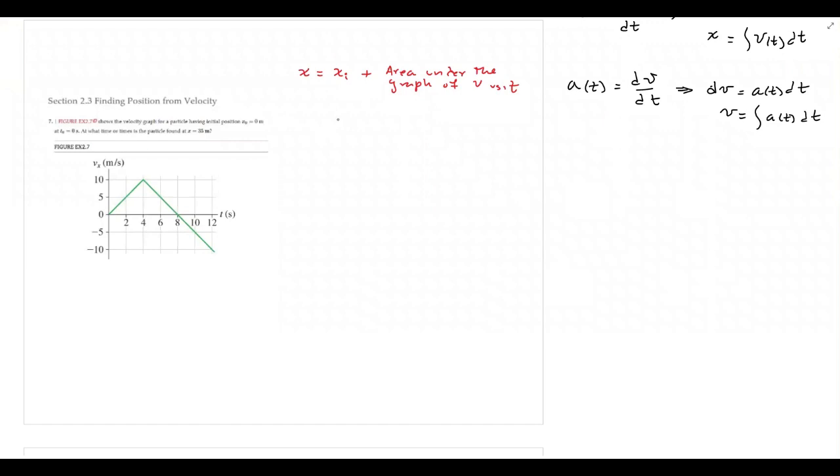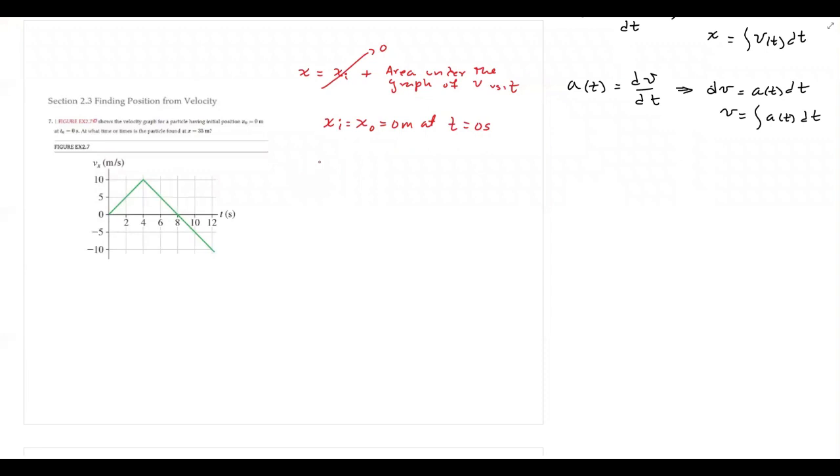In this case, my initial position is 0, because x sub 0, that is the same as x initial, is 0 at t equals 0 second. So I have 0 meters at t equals 0 second. So this one would be 0. So basically I know now that the position will be the area under the graph of v.